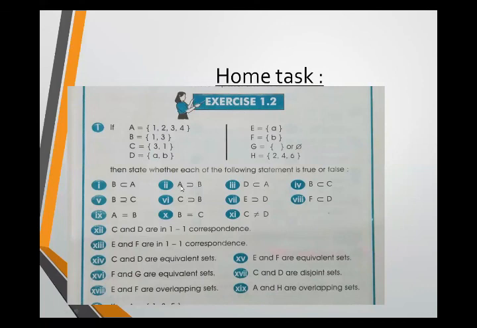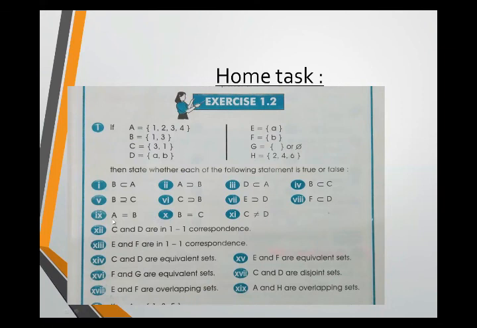Now the next one is read as A is a superset of B. These two symbols are different from each other. This symbol is for superset. So here A is a superset of B. As you can see, A has all the elements and B is its subset. So this statement is also true. Now students, you can do the other similar parts yourself.